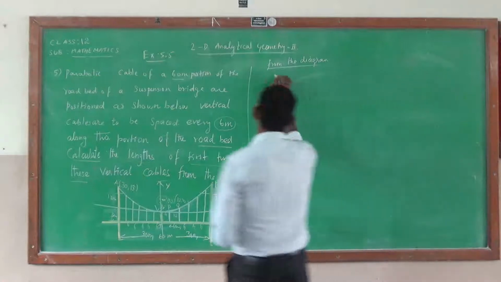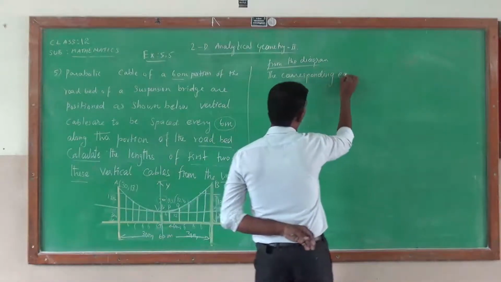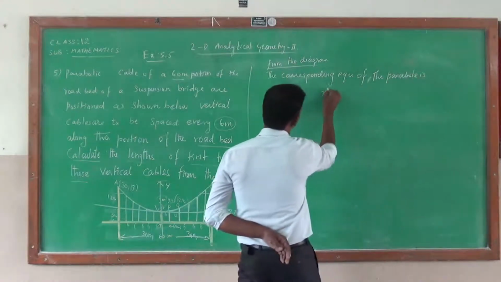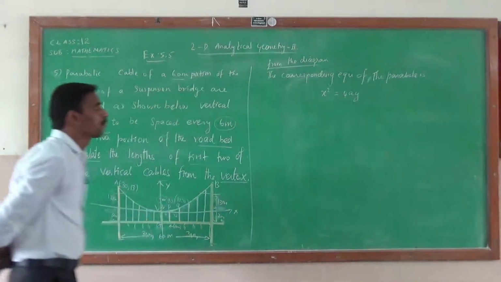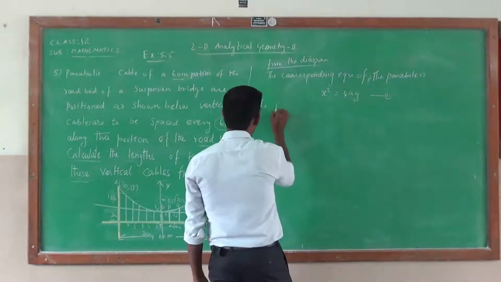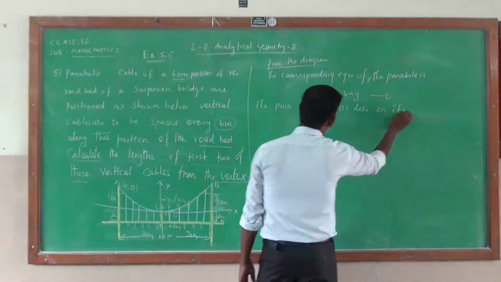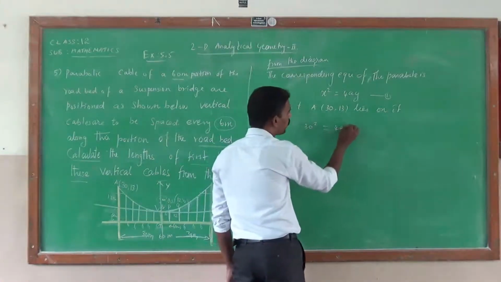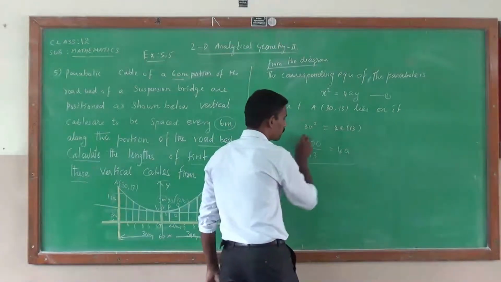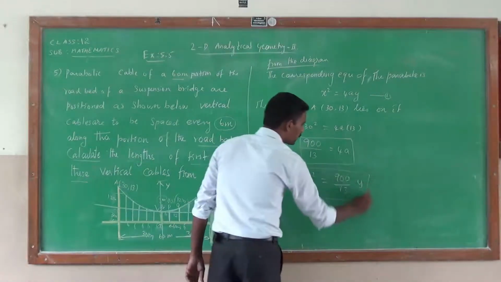the equation of the parabola from the corresponding diagram is x squared equal to 4ay. Now we want to find out a first. What is the value of a? By substituting the point A, which is (30, 30), it lies on it. Just substitute the value here. 30 squared is equal to 4a into 30, so 900 divided by 30 is equal to 4a. Now the equation will be x squared is equal to 900 divided by 30 into y. This is named as equation 2.